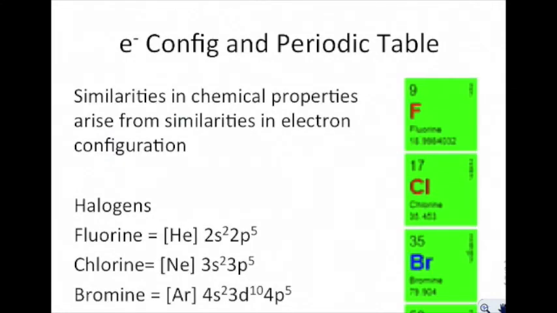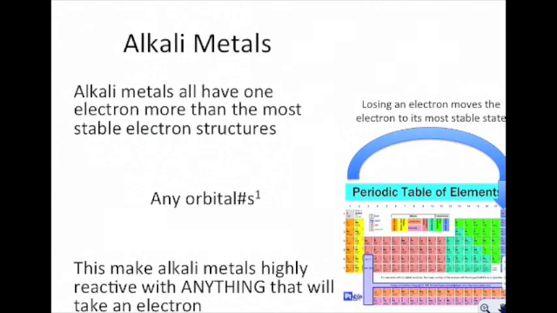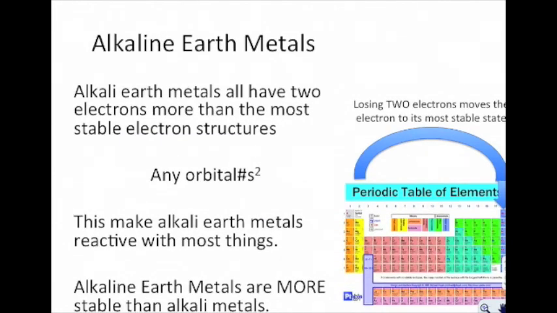Electron configuration in the periodic table. There are similarities in chemical properties because of the similarity in valence structure. If you look at the halogens, they all have this structure right here: 2p5, 3p5, 4p5, and so they have similar reactivity because of that. Alkali metals always end in an s1, and they're highly reactive because they want to get rid of one electron. Alkaline earth metals always end in s2, and they are generally reactive but less reactive than alkali metals.